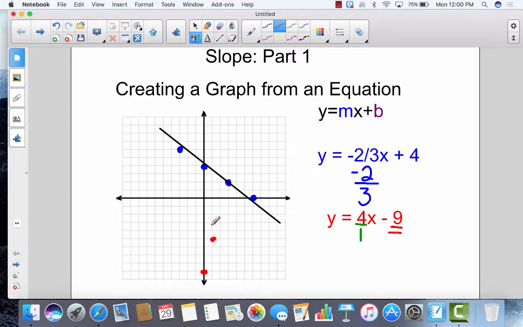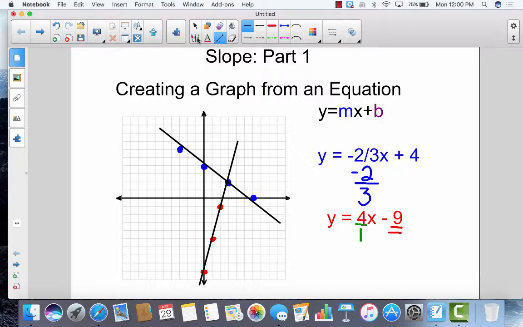Again, up 4 and right 1. And then again, you're just going to draw a line through your points. Notice I'm extending the line on either side through the points, and there is your second line.